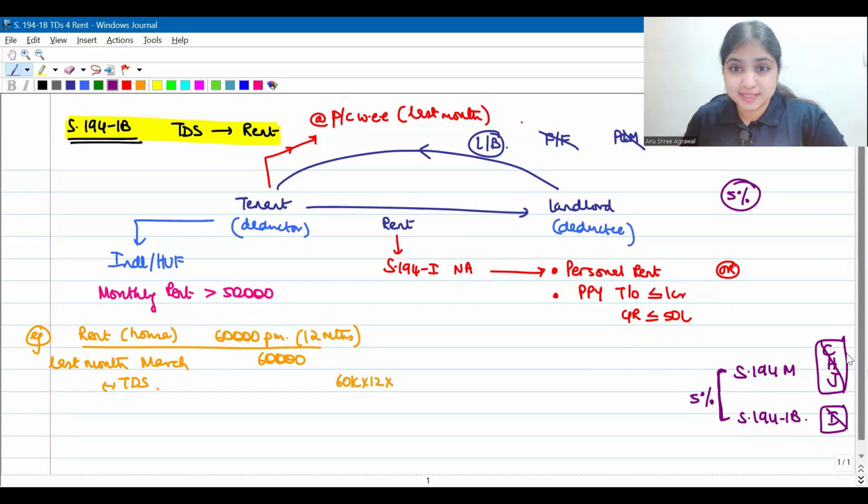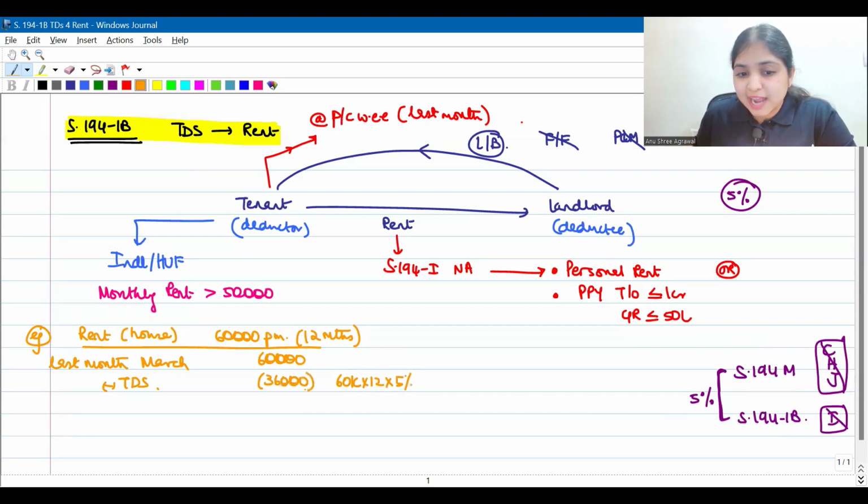Both are sort of similar sections, no? Because if these 3 sections are not applicable, then you apply 194M. If this section is not applicable, then you apply 194IB. So are you noticing there is some similarity between these 2 sections? And there's one more similarity, and that is the TDS rate. In both, I will deduct the tax at the rate of 5% only. So 60,000 into 12 is a full year's rent. This into 5% is going to be how much? 36,000.